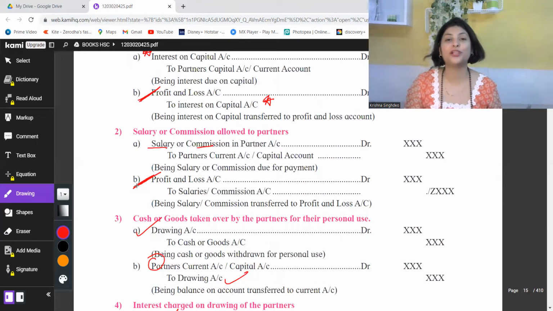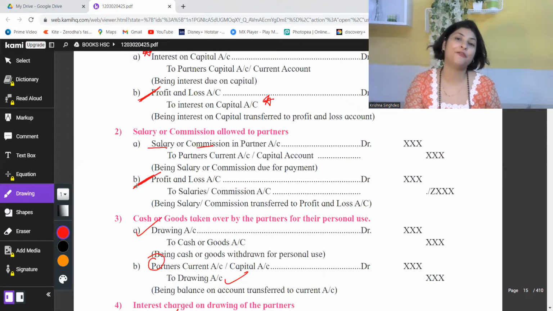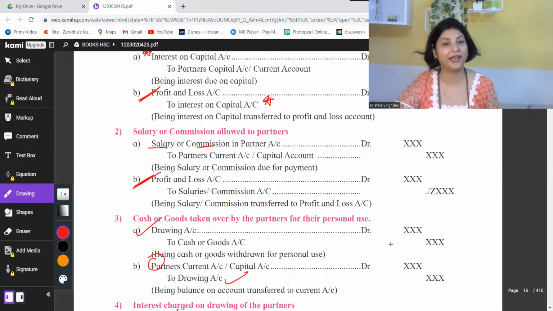So I hope students you all have understood how to prepare the capital account under the fixed capital method. In the coming classes, we will do one question also based on this, but for today only this much, so that you can revise it properly. I'm purposely keeping the video short so that you can revise properly and you can draw the format on your own and see what your understanding is.